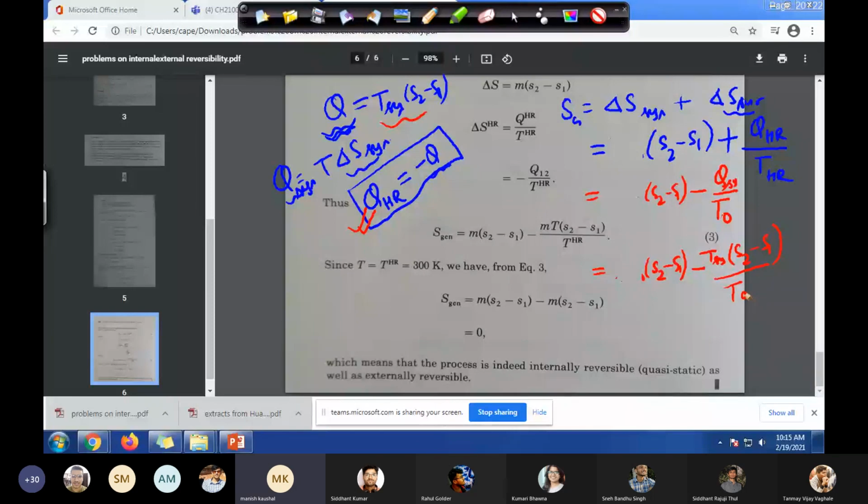So what are we getting? S generation, we are getting, not now, just in general write it: T system by T naught, S2 minus S1. It will be 0 only if T system is equal to T naught. So in general, if your system temperature is equal to the heat reservoir temperature, SG is going to be 0. It means that if your system is changing temperature and you want to keep the process reversible, every time you have to use a new reservoir. You cannot use a reservoir at constant temperature.